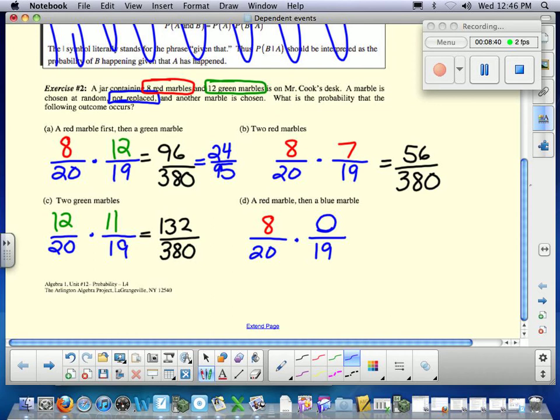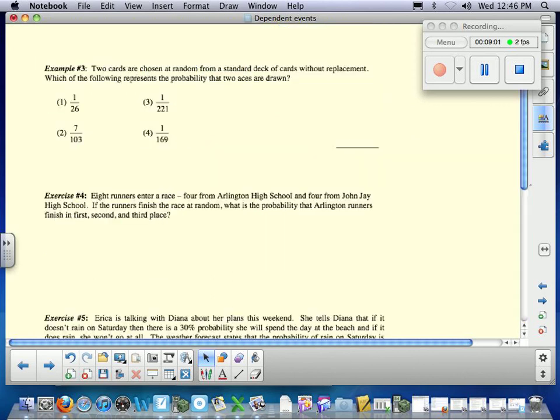There's no blue marbles, so what's the chance that I'm going to get a red and then a blue? 0. Can't happen. So if there's a 0 anywhere in our problem, it's a 0. Correct. Anytime you multiply by 0, it's worth 0. You learned that, I think, in 3rd grade. Here we are using it in high school. You're so smart.